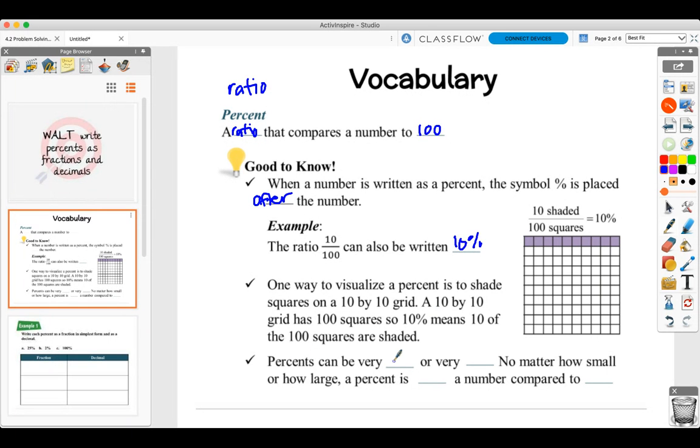Percents can be very small or very large. No matter how small or large, a percent is always a number compared to 100. Can't state that enough. It does not matter if it's 5% or 350%. All that means it is going to be that number over 100 every single time.